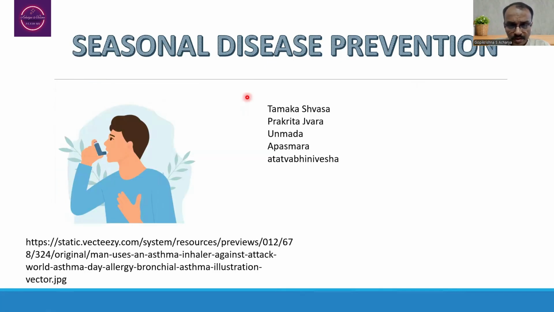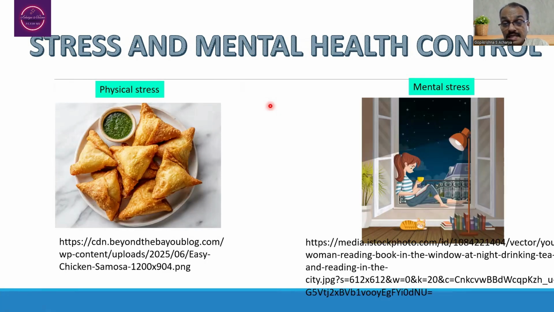Seasonal disease prevention. Ayurveda says the person is suffering from tamaka shwasa, the person is suffering from prakrita jvara, unmada, apasmara, atatvabhinivesha. So these are the different clinical conditions where we may suspect the possibility of a seasonal influence on the progression of the disease. So that means even this can be prevented if we know about the exact nidanas which are responsible for the disease manifestations.